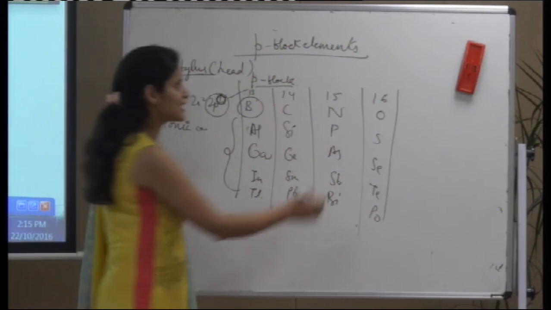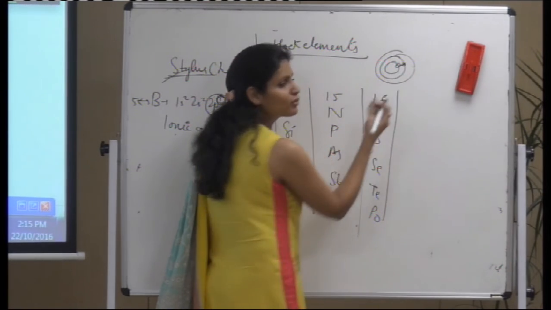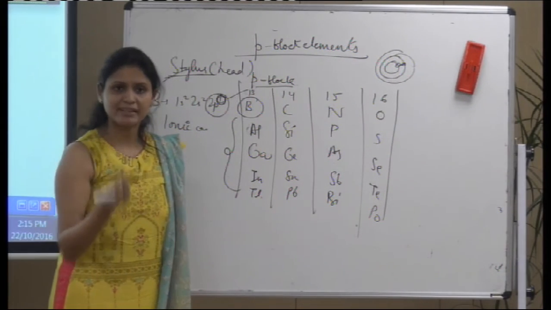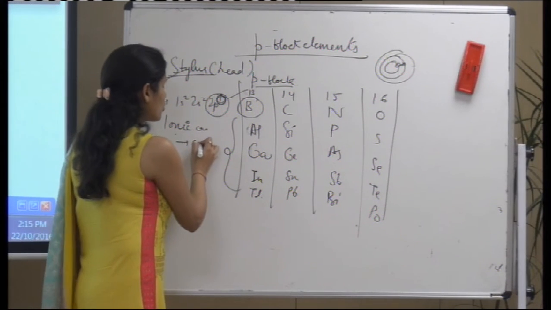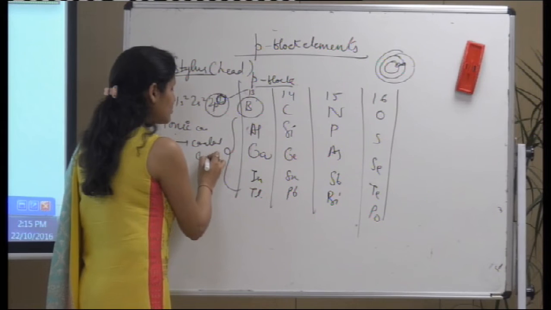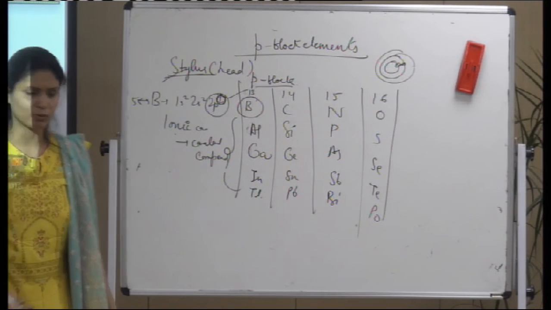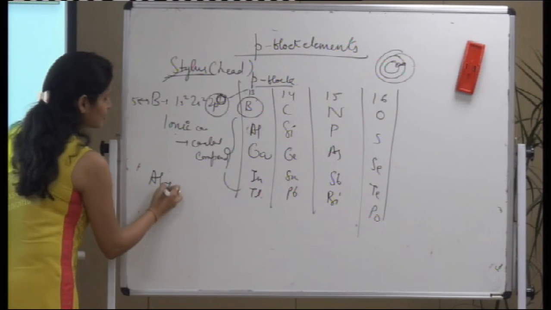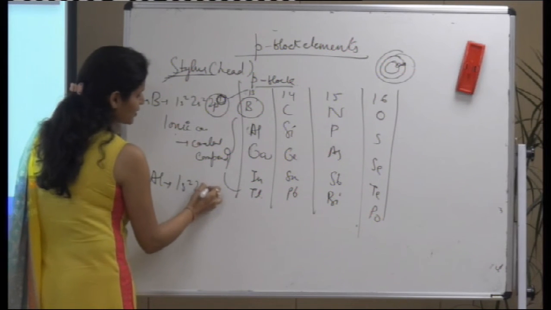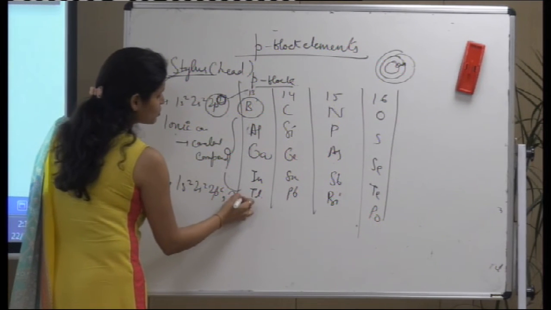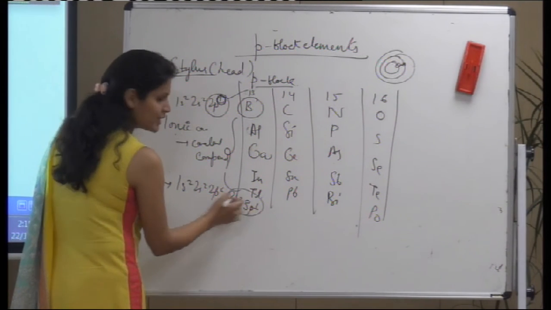Again, due to the same reason, because it is very close to the nucleus, taking out this electron is difficult. So it's better for boron to share the electron, and hence boron forms covalent compounds. This is very important. Boron forms covalent compounds rather than ionic compounds. What about aluminium? It has the atomic number of 13. Electronic configuration would be 1s2, 2s2, 2p6, 3s2, 3p1. So it can easily lose 3 electrons.